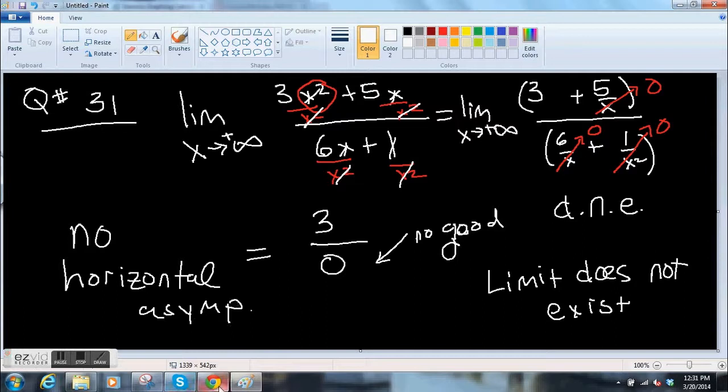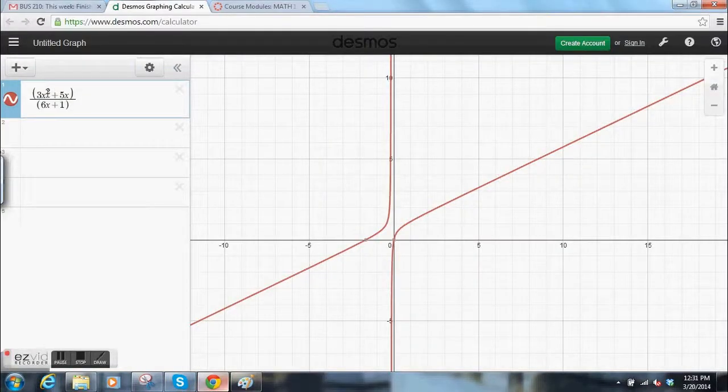And you can see this on the graph. I'll show you. So there's the function up here, 3x squared plus 5x divided by 6x plus 1. Again, this is desmos.com. I'll send you the link. You guys can play around with it.